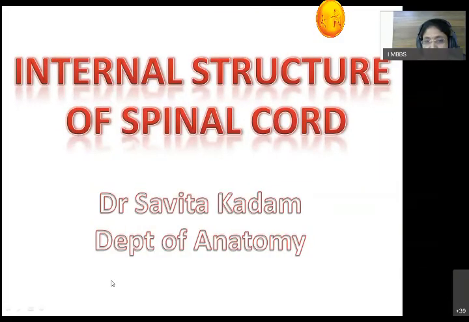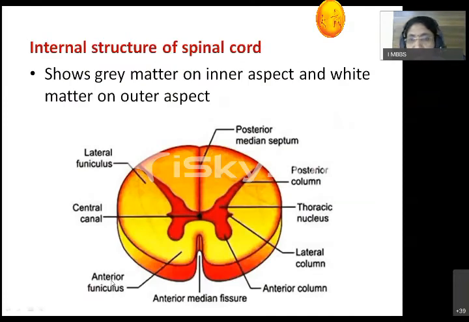In the last lecture we have seen the external features of the spinal cord. Today we are going to see the internal structure of the spinal cord. To see the internal structure, we have to take a cross section of the spinal cord. Here you can see the cross section, where there is H-shaped gray matter in the center, which is surrounded by white matter.